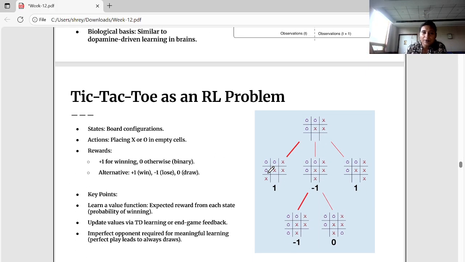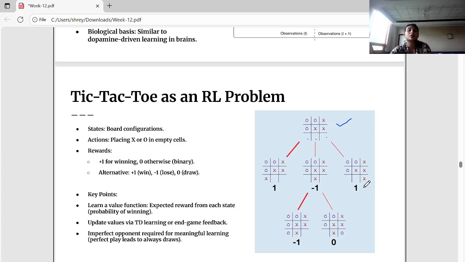An example is given here. For example, in tic-tac-toe, let's say this is one state at this time. So you have three options. Now the opponent's chance is to put a cross, and the cross can be put here, here, or here. According to the three states, some rewards are there. If you put here, you will get the reward 1. If you put here, the reward will be negative.